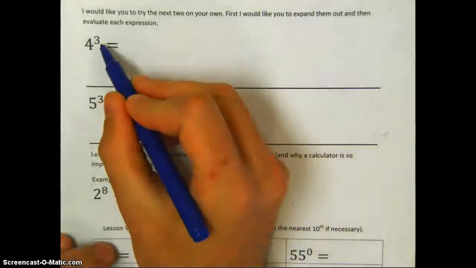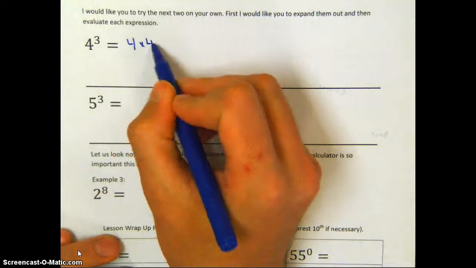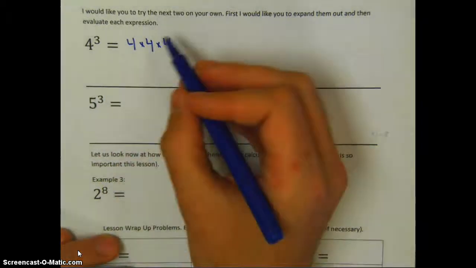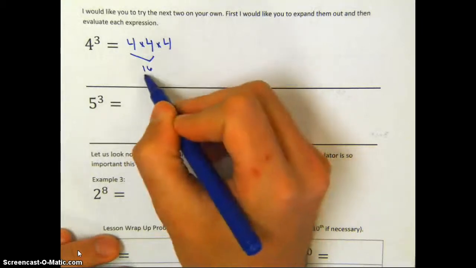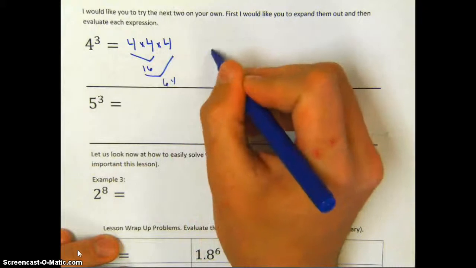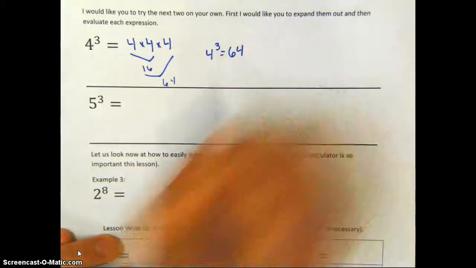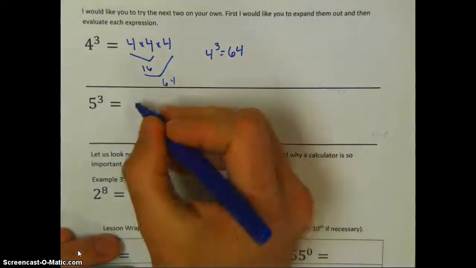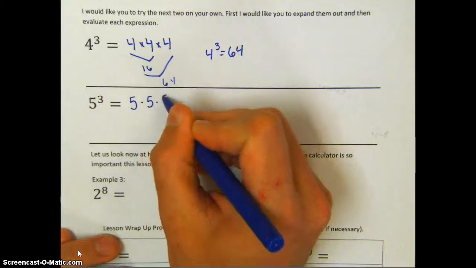Alright, 4 to the 3rd power. I asked you to expand it out first, which means I have 4 three times, and then I have to solve it. 4 times 4 is 16. 4 times 16 is 64. So 4 to the 3rd power is 64.